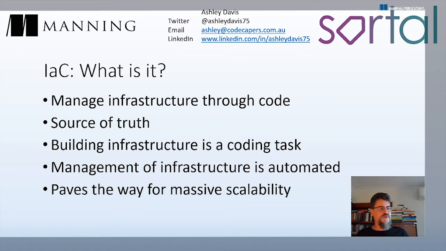Infrastructure as code usually means that the management of our infrastructure is automated. And this is a huge win for any modern business that is trying to scale up. Because what we want to do is grow our application to support our expanding customer base, and we can't scale to any large extent without automation. Infrastructure as code then provides part of the basis that paves the way for massive scalability.